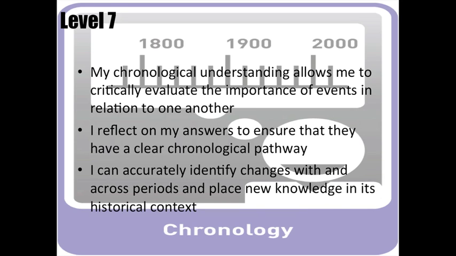At Level 7, students can critically evaluate the importance of events in relation to one another, drawing upon what they are learning in Year 9 possibly, and comparing it with the previous learning undertaken in the past. Students can reflect on answers to ensure that they have a clear chronological route through history. And students can accurately identify changes within and across periods and place new knowledge in its correct historical context.